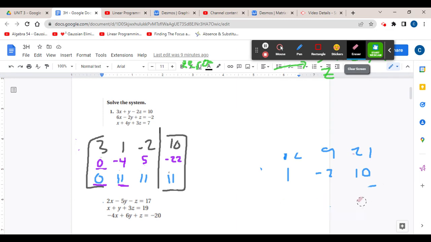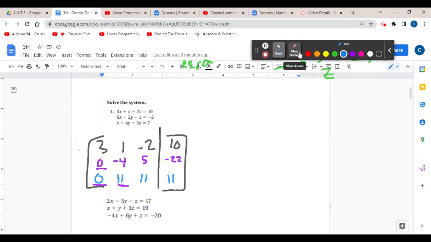So what we're going to do is we have to take negative 4 and 11, and we have to get them to be the same coefficient. The least common multiple between those two is going to be 44. So we'll multiply this row by negative 11 and multiply this row by 4. Okay. So we'll take 4 row 3 minus negative 11 row 2, and we should be good to go.